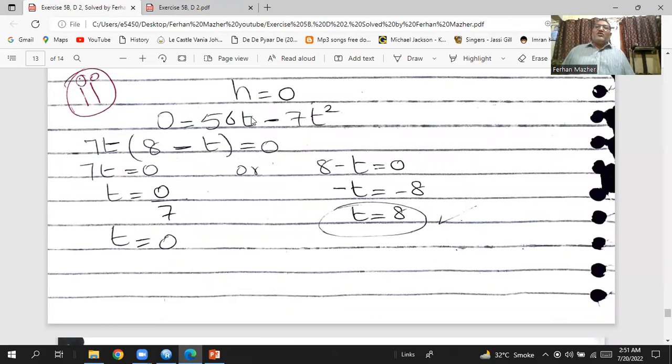So make h equal to 0 in that formula. So 0 equals 56t minus 7t square. We have taken the 7t common. So you are left with 8 minus t equals 0. So 7t is equal to 0, so t is equal to 0. Then 8 minus t equals 0, so minus t is equal to minus 8 and t is equal to 8. So it means when the time is 0, the height is 0. When the time is 8, the height is again 0.